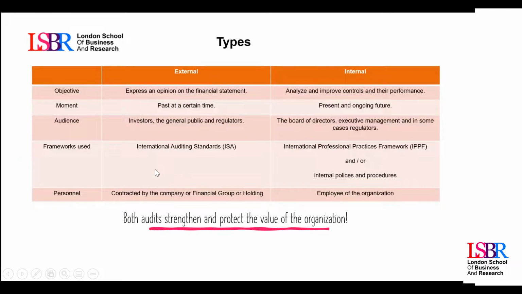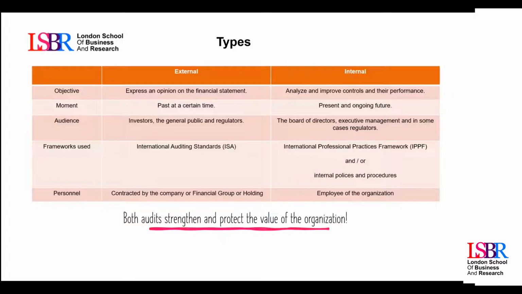And we have many types of audit, but the most important are two: external and internal. External audit is to express an opinion on financial statements. We review what is the concept of audit on financial statements. But in the case of internal audit, it is to analyze and improve control and its performance. So external is based on financial statements. Internal is based on internal control, and this is one of the differences.